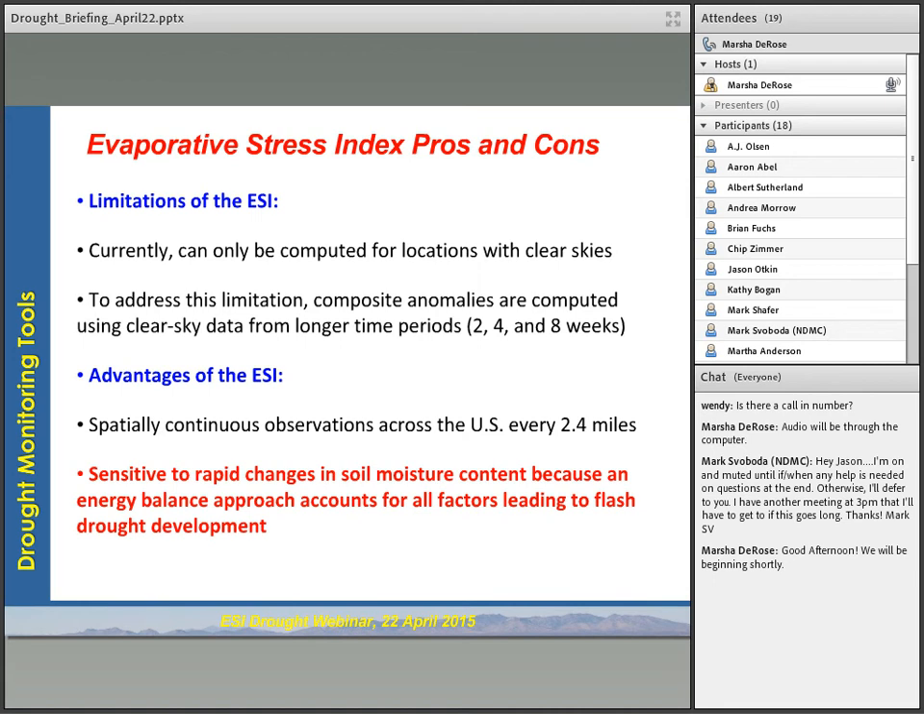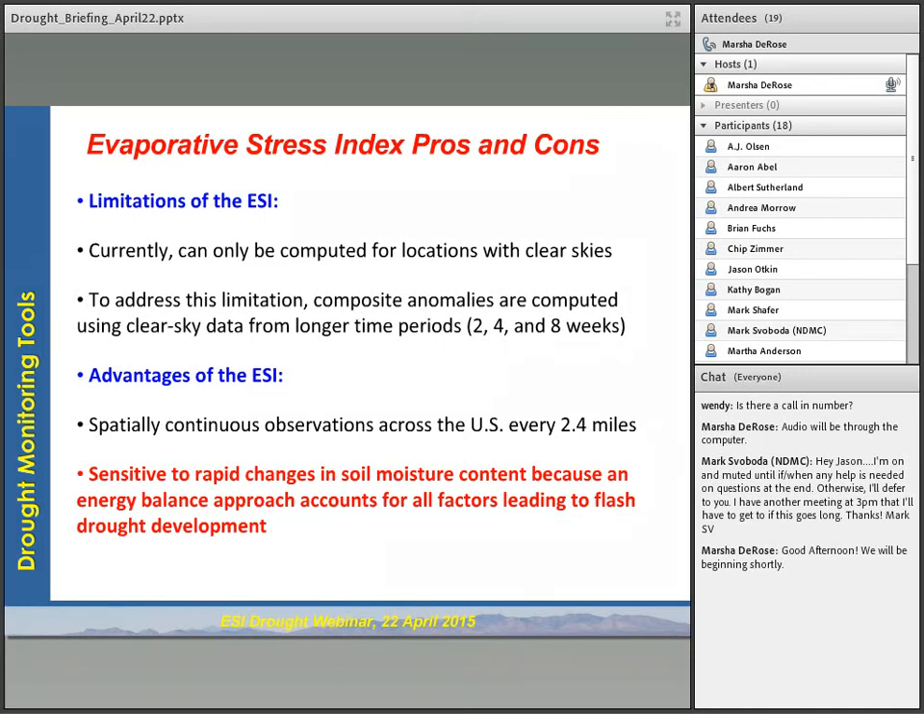I want to point out that we are currently developing techniques that can fill in these cloudy regions using satellite data collected in microwave radiation bands, which are able to see through clouds and thus can see all the way down to the surface. There are also several advantages to using the ESI as a drought monitoring tool. One of these is that the ESI provides spatially continuous observations of moisture stress across the entire United States, with observations available every 2.4 miles, so very high resolution.